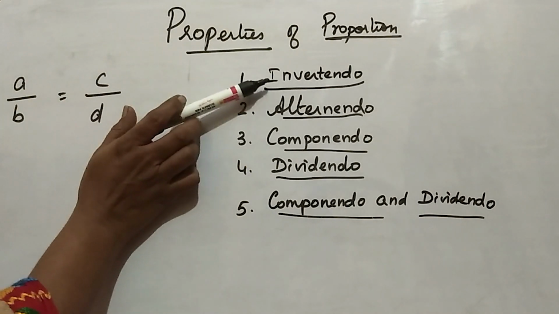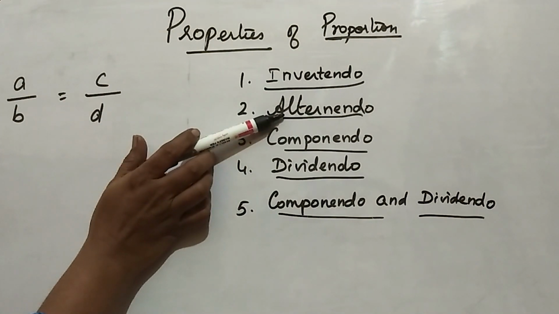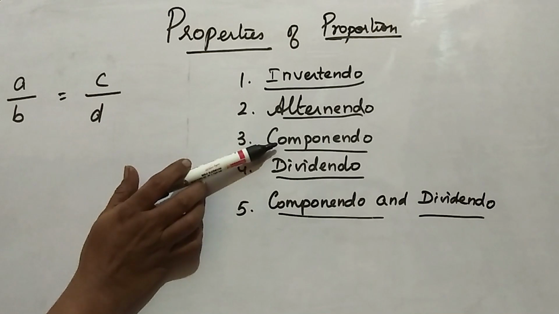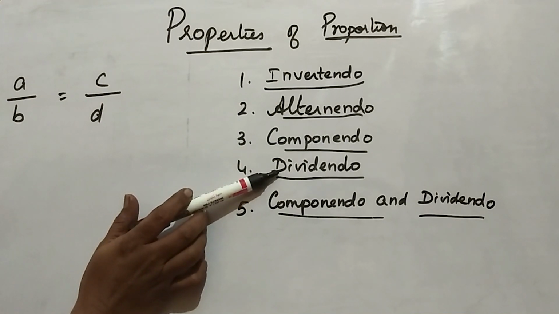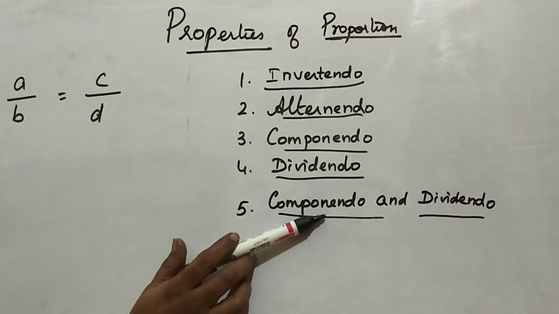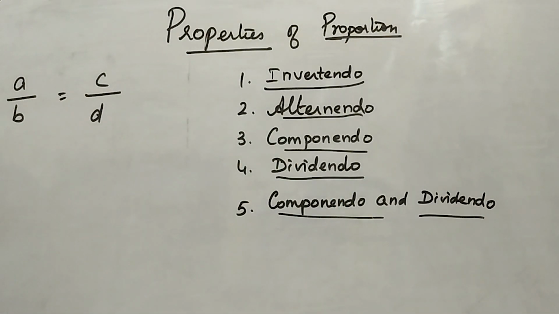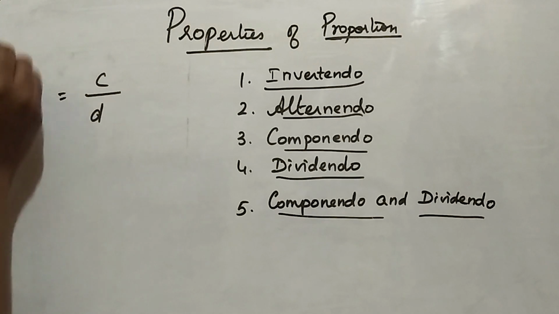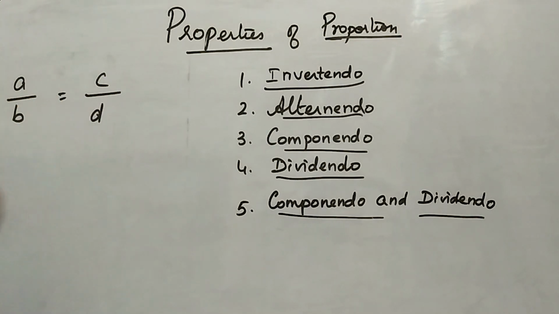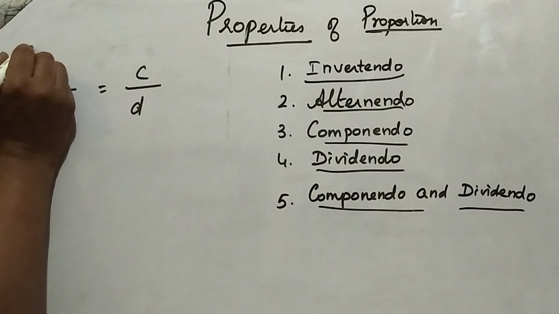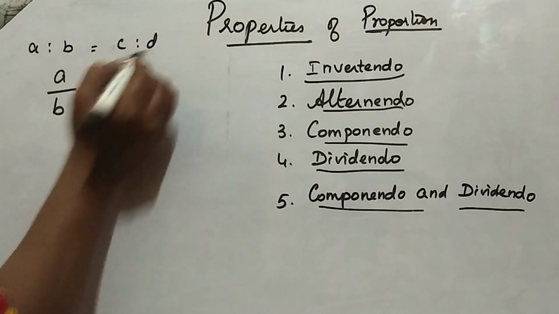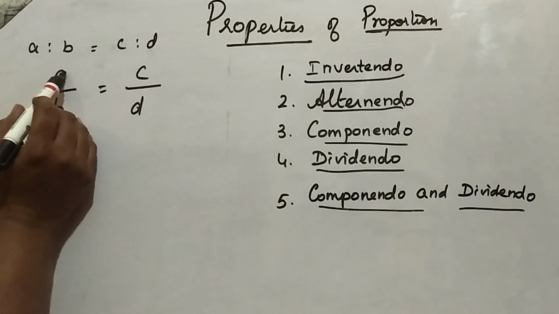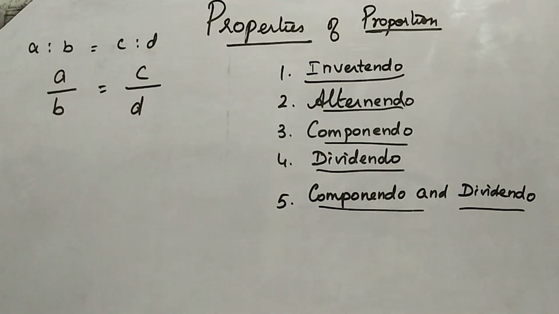Okay. First property, invertendo. Second property, alternando. Third property, componendo. Fourth property, dividendo. And fifth one, componendo and dividendo. Clear? And we have studied A, B, C, D are in proportion. So A is to B is equal to C is to D. So you will get A upon B is equal to C upon D.